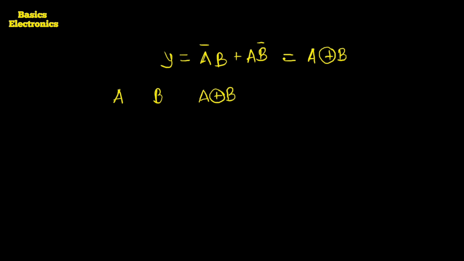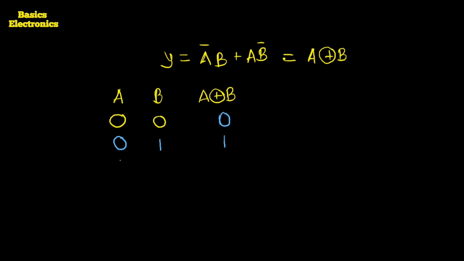The first entry we had seen is A equals to 0 and B equals to 0, then we get the output Y is equals to 0. When A is equals to 0 and B is equals to 1, at that time we get the output Y is equals to 1.